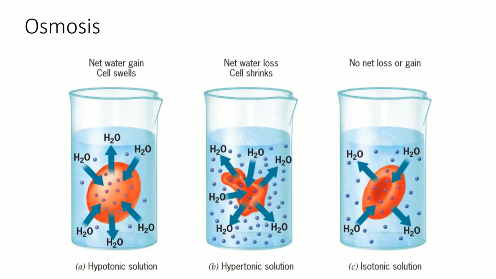Letter B, we have hypertonic solutions, wherein the concentration of water outside is lesser than the concentration of water on the inside. Or you may look at it as the concentration of solute on the outside is greater than the concentration of solute on the inside of the cell. And letter C, we have isotonic solutions, wherein the concentration of water and solutes are more or less equal in equilibrium inside and the solution surrounding the cell.